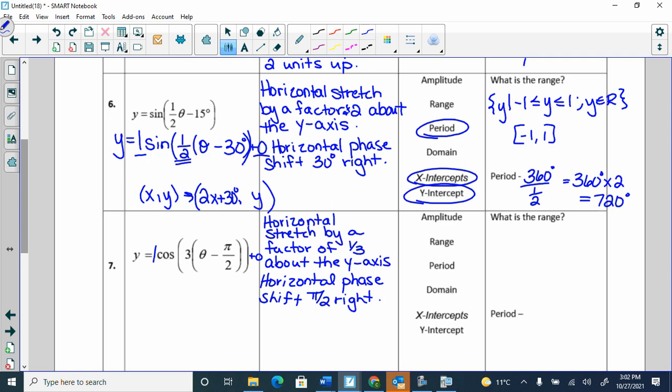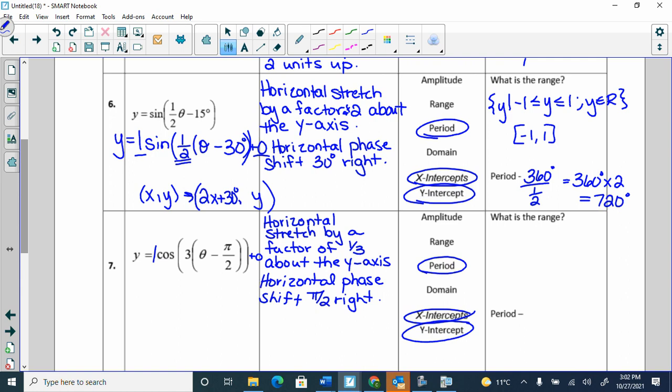My amplitude's 1, it's still 1. Nothing. My range is at -1 and 1. Nothing. My period? It's been multiplied by what now? 1/3 or divided by 3, so it's going to change, right? So the period's going to change. Domain, we don't worry about it. X-intercepts are going to shift. Y-intercepts going to shift.